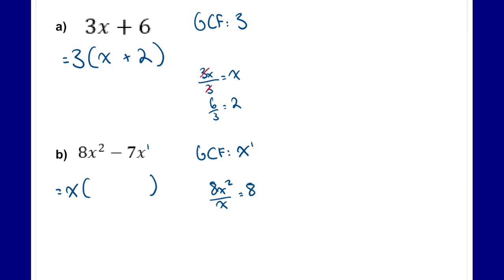We'll be left over with an 8, the x and the x squared cancel out partially, so there's going to be 1x left over, or 8x. If I look at negative 7x divided by x, the x's in this one cancel out, and I'm left with negative 7. So that means 8x minus 7 is what is in my bracket. And now these are my two factors. So x times 8x minus 7 gives us 8x squared minus 7x.